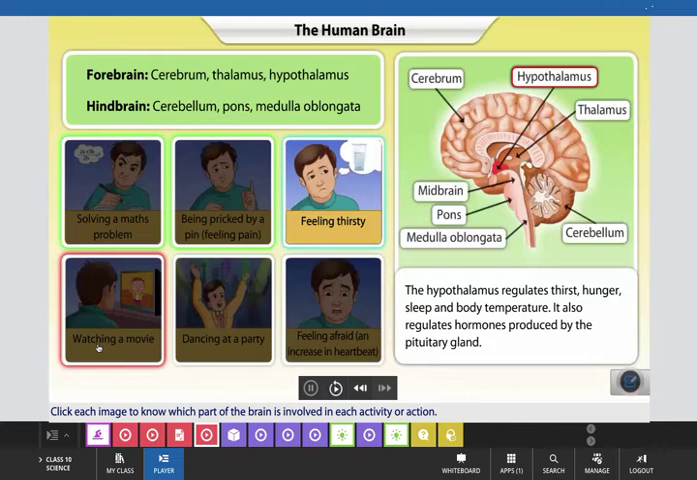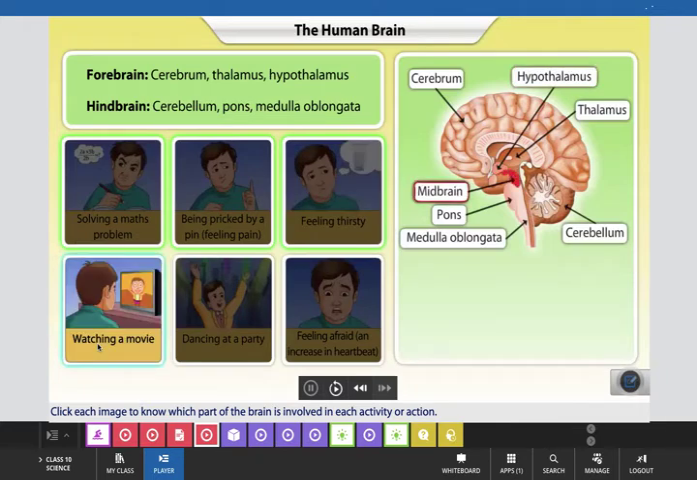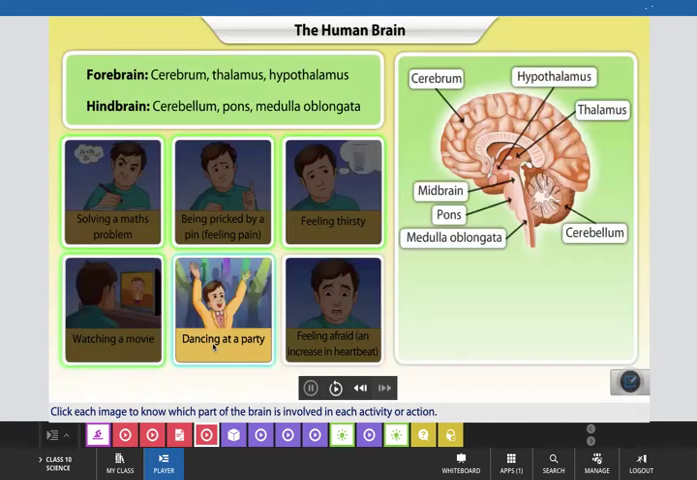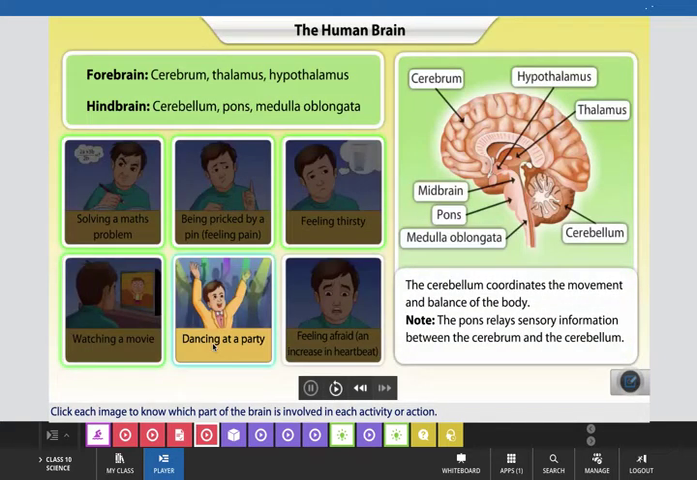Now, in watching a movie, which part are we using? Vijay's midbrain is relaying processed information pertaining to sight and hearing to other parts of the brain. And in dancing at a party, which part of the brain is involved? The impulse to dance originated in Vijay's cerebrum. This impulse traveled via the pons to the cerebellum. The cerebellum now coordinates Vijay's dance steps.